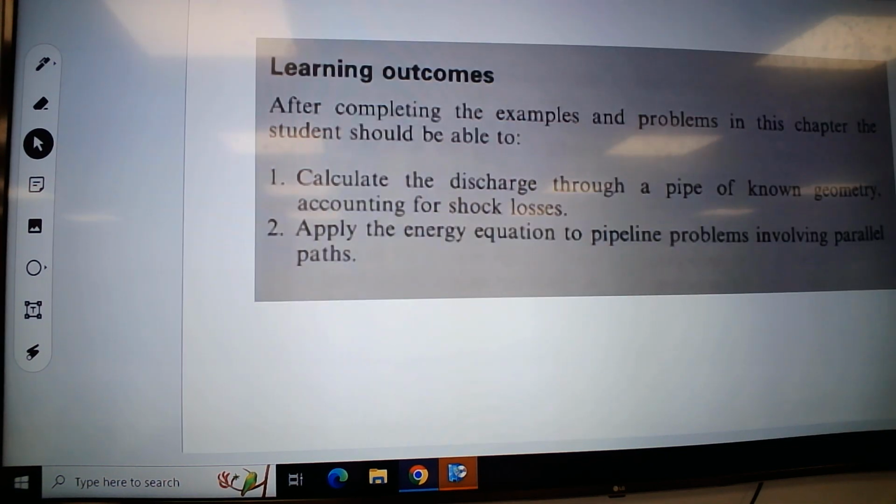Now, today we are going to have a look at two main things. First, calculate the discharge in a pipe of known geometry, length and diameter, and calculate the shock losses. The second is to apply the energy equations on a parallel one. So if we get time, we go to the second one as well. Next slide.